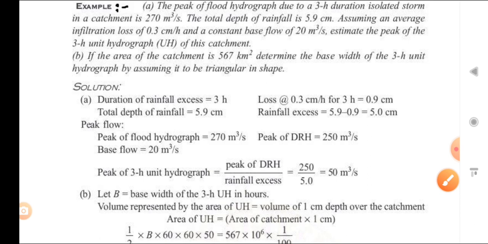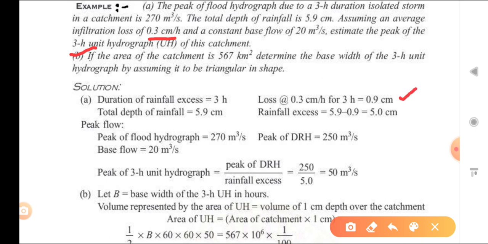You can see the duration of rainfall is given as 3 hours. Losses are given as 0.3 centimeter per hour, and the duration is also 3 hours. So in total, in 3 hours, how much losses will there be? There will be 0.3 multiplied by 3, that will be 0.9 centimeter.